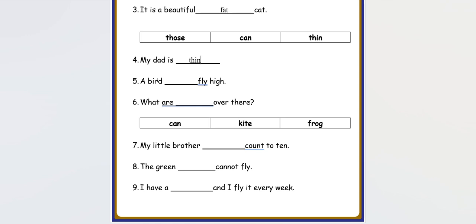Number 5. A bird can fly. Number 6. What are those over there?